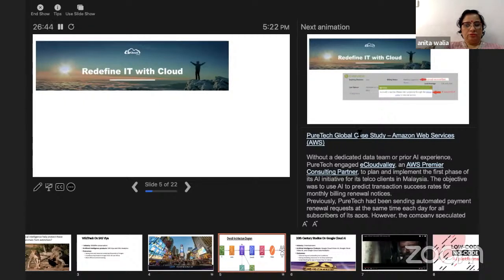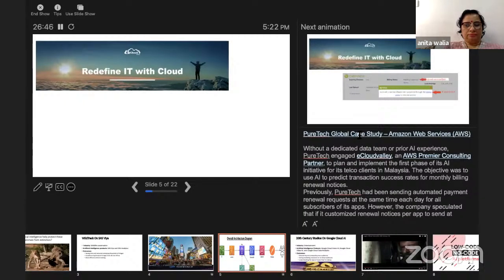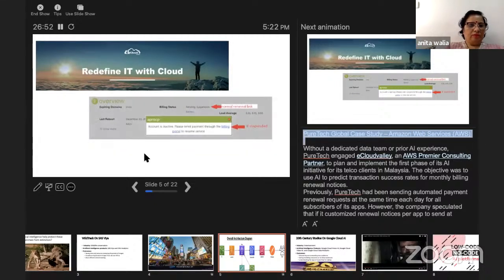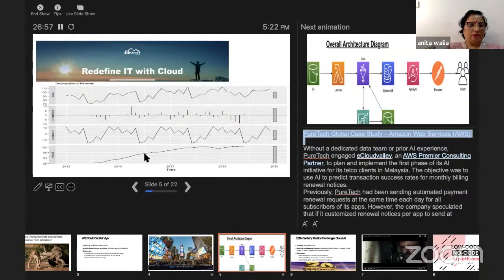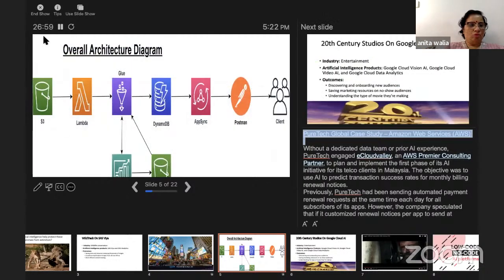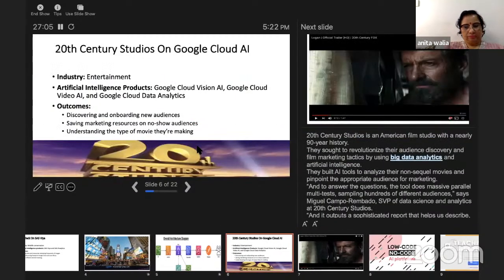Let me take you to the site. You can see here, they redefined IT with the cloud. This is the certain kind of analysis they have done. This is the overall architecture. They use Lambda, Dynamo, all these kinds. I'm going to take you now to the site.